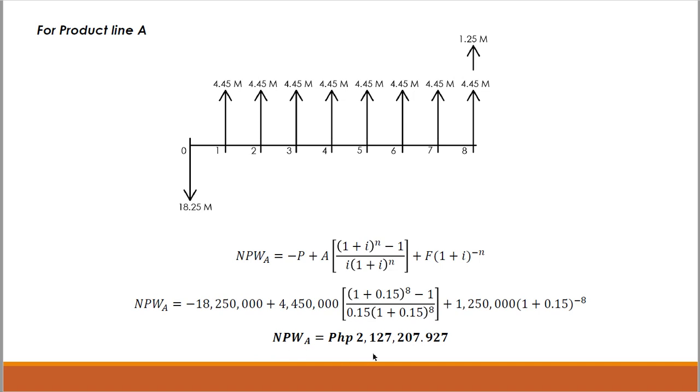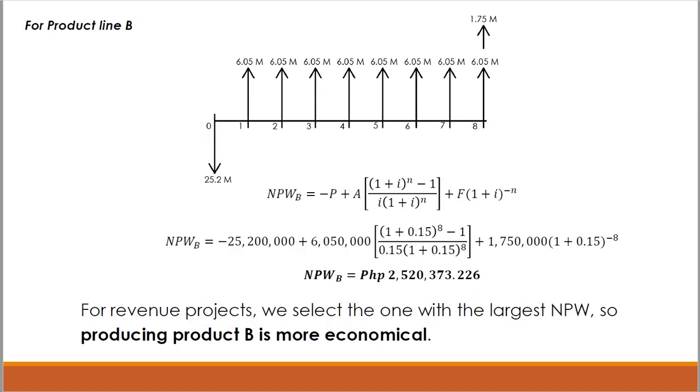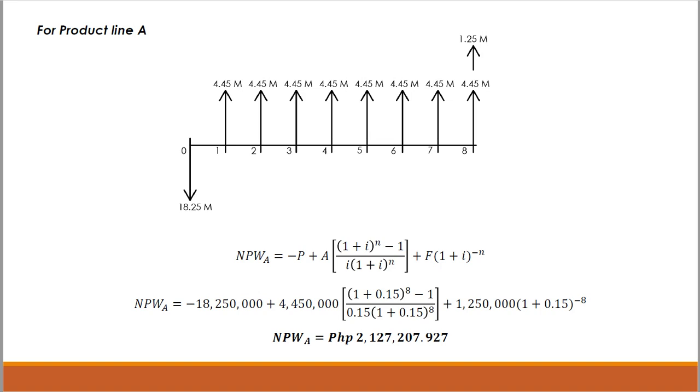2,127,207.927. Okay, that's the net present worth for product line A. Ay, sorry, hindi pala problem 1 yung may RRR method. So net present worth lang pala itong problem 1. I think number 2, we're going to apply the internal rate of return method or the ROR method. So, ayan. Net present worth lang pala talaga itong problem 1. So, okay, let's proceed. So, that's product line A. Ito yung net present worth niya for product line A.